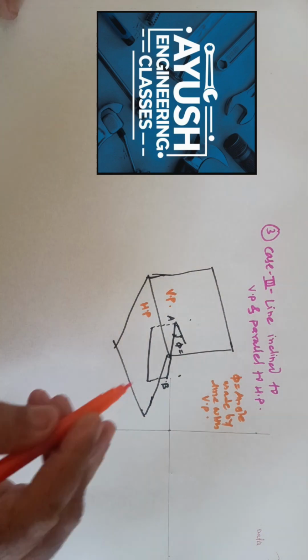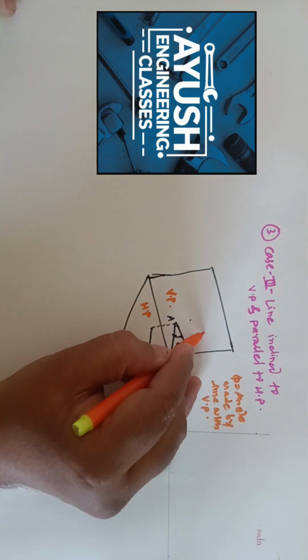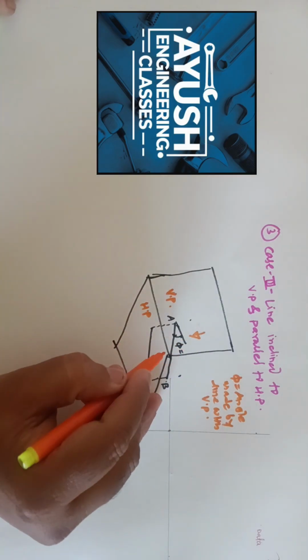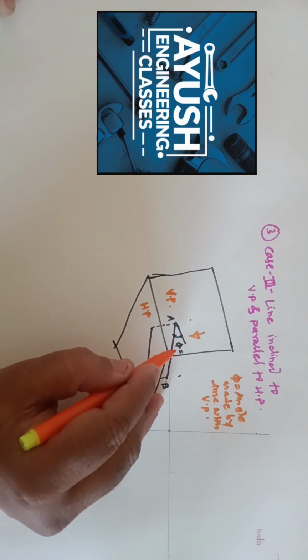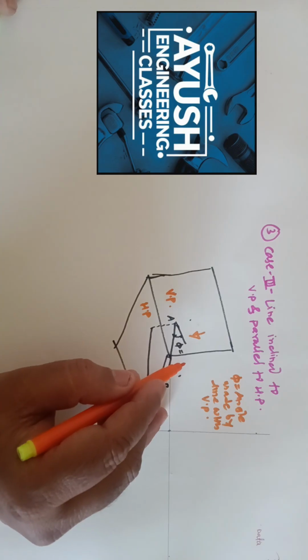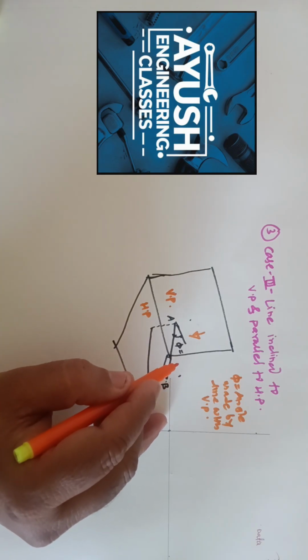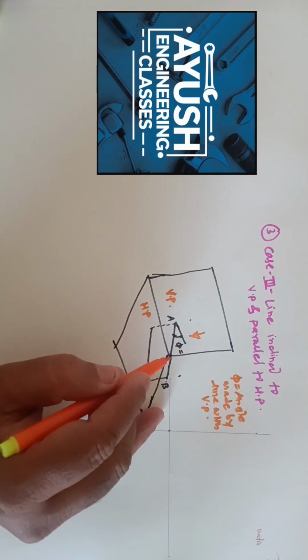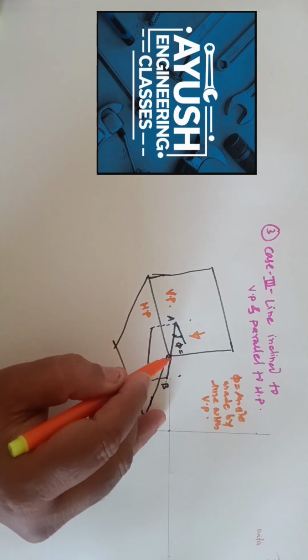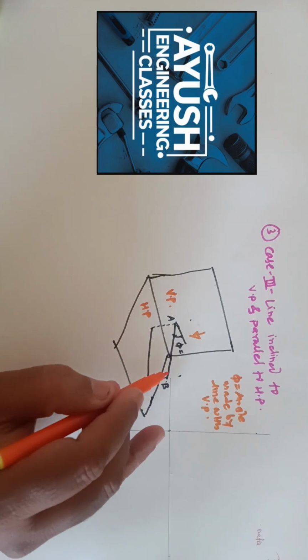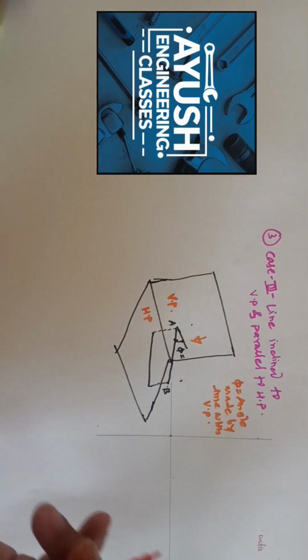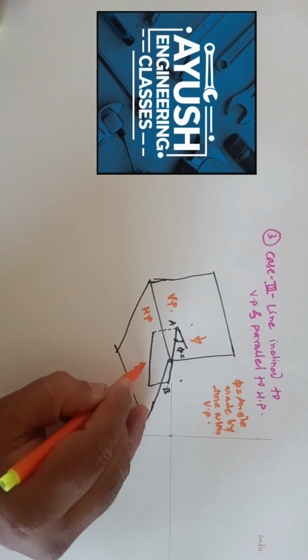And we also know that that angle is visible only in the top view. When we look at that line from the top side, then we get this angle. In the previous case, our line was inclined to HP, so that angle theta was visible in the front view, and in this case your line is inclined to VP, so that angle phi is visible in the top view. Now we look at that line from the front side.